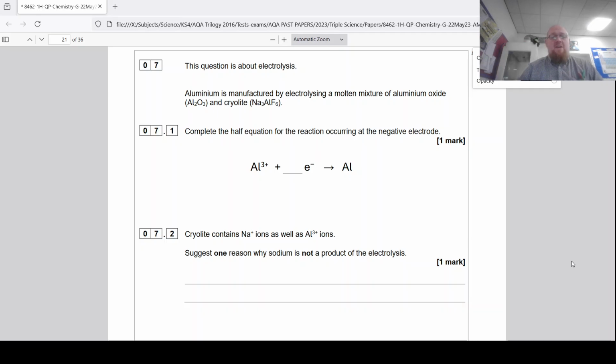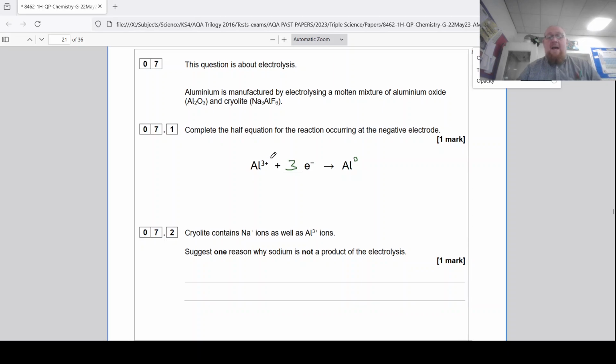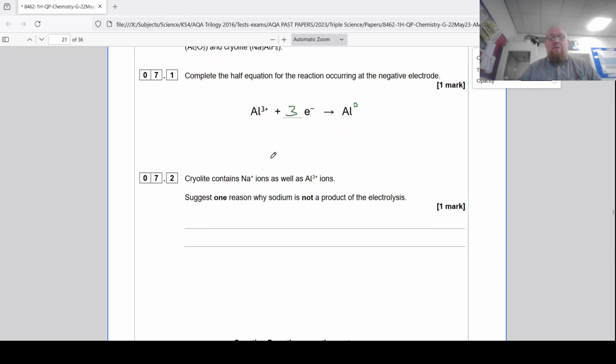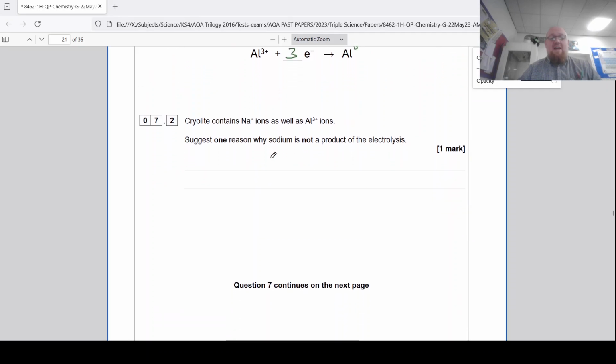So the first one is completing the half equation for the reaction occurring at the negative electrode, and I can see it's Al3+ plus a number of electrons goes to Al. We can look at that as Al0 because it's elemental aluminium, which means it has an oxidation state of 0. So in order to make that happen, I have to add 3 negative electrons to the 3+. And that makes 0. So it's Al3+ plus 3 electrons goes to aluminium.